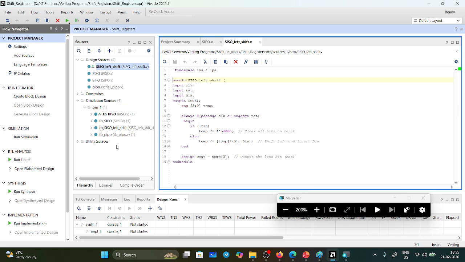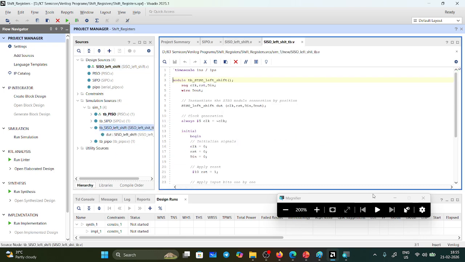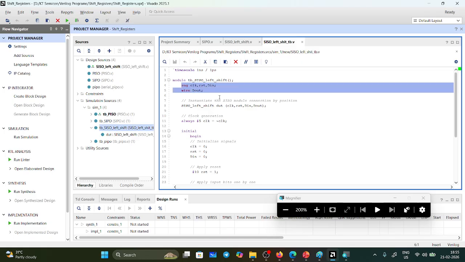Okay, and coming to the test bench also. So if you see the test bench, this is the test bench. So module TB SISO left shift. Whatever the clock, reset and DIN are there, those are initialized with reg data type, and DOUT you are declaring with wire data type. So that means declaring the internal variables. And step 2 is nothing but you need to instantiate the design in the test bench. So how to instantiate? That is design name. My design name is SISO underscore left shift DUT, and I am using connection by position.